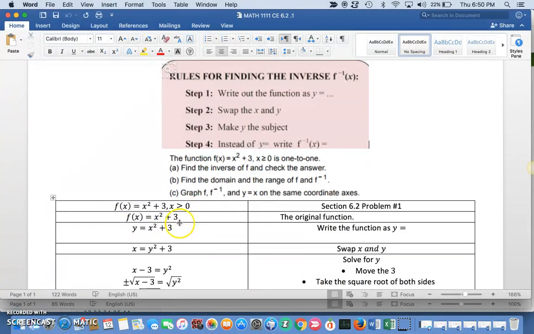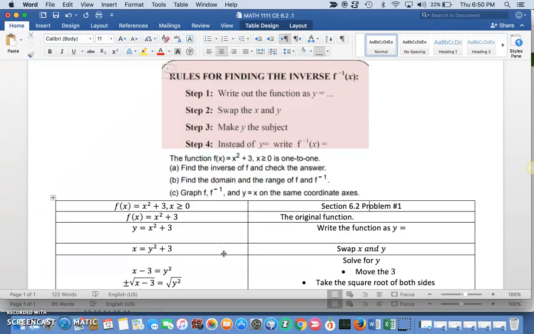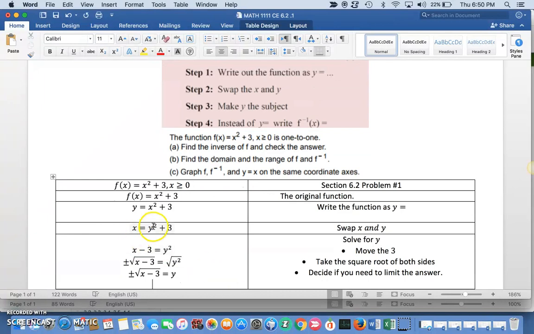So we've got the original function. We replace f of x with y. We interchange the x and the y. You swap them, interchange them, whatever you want to call that. Then you want to solve for y. So you need to get y by itself.